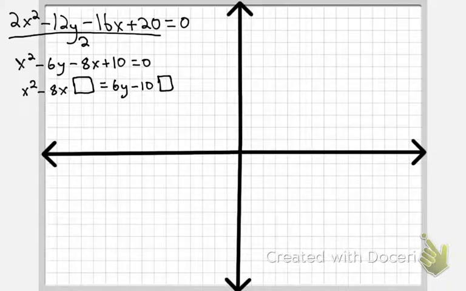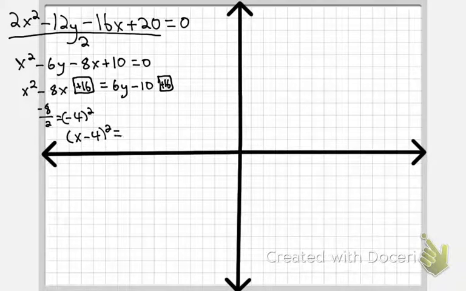So, next step, I will need to do completing the square. Negative 8 divided by 2 gives me negative 4. Square it, and I get 16 plus 16. So, I will now have x minus 4 squared equals 6y plus 6.